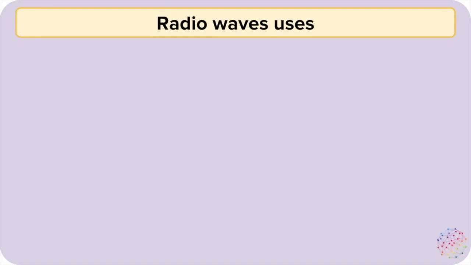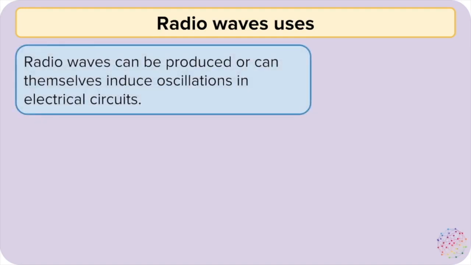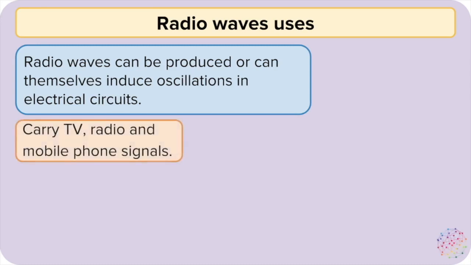Radio waves include frequencies ranging between 300,000 Hz to 3,000 million Hz. And radio waves are used to carry radio, TV, and mobile phone signals. They can be produced themselves or induced by oscillations in electrical currents.